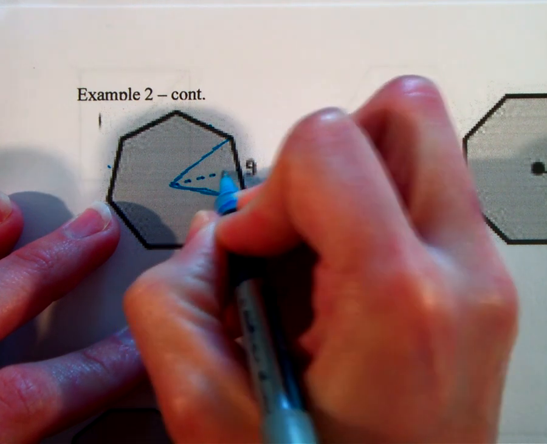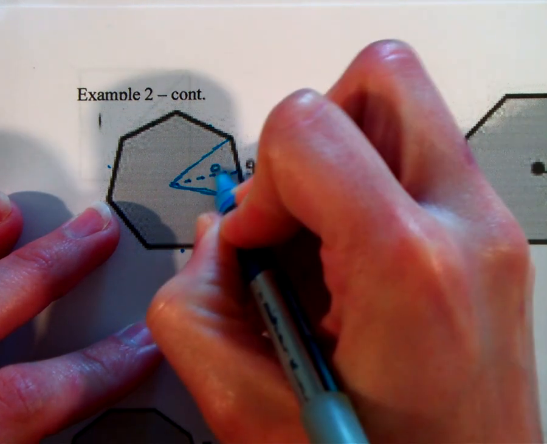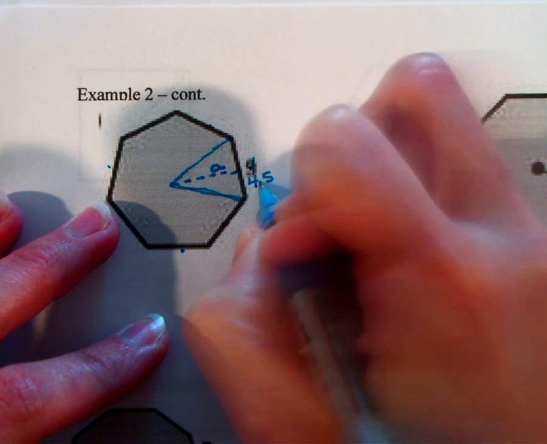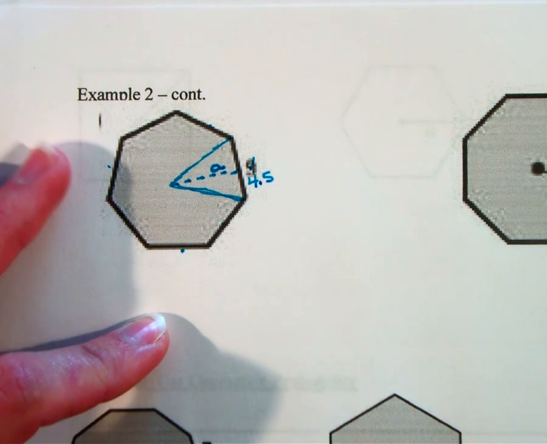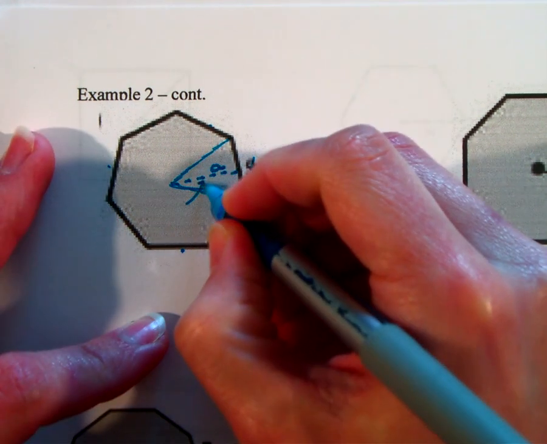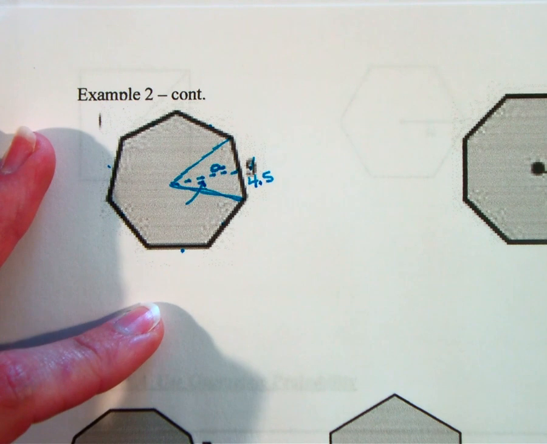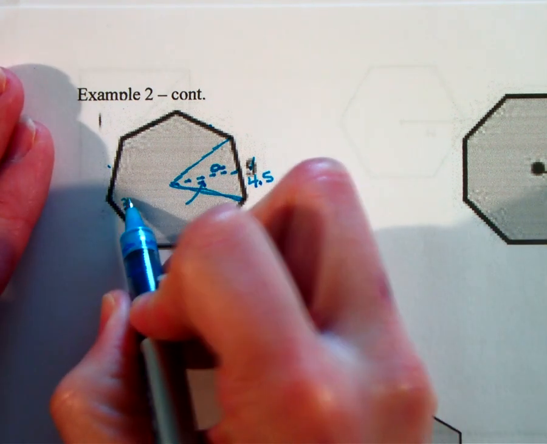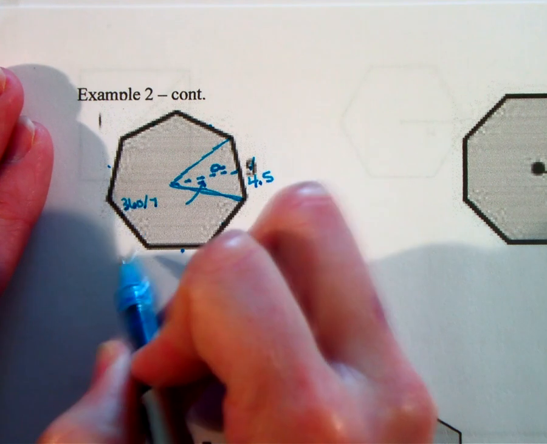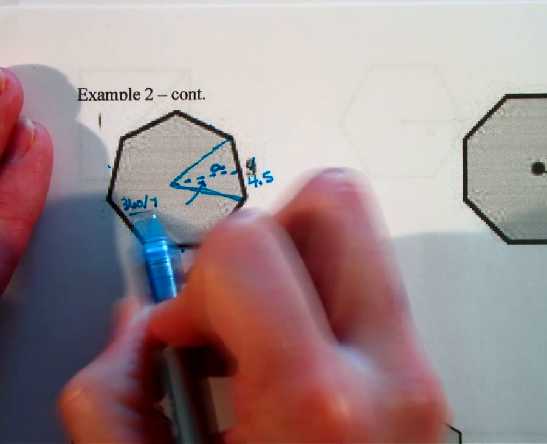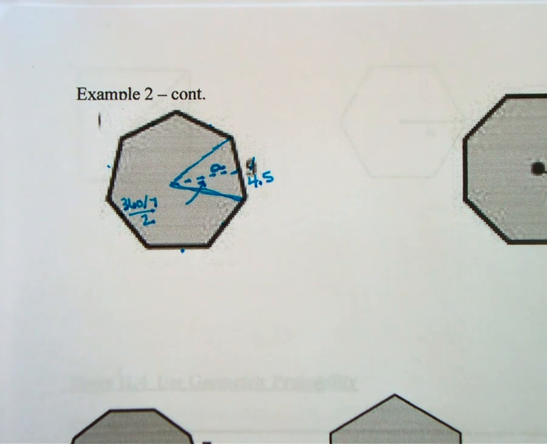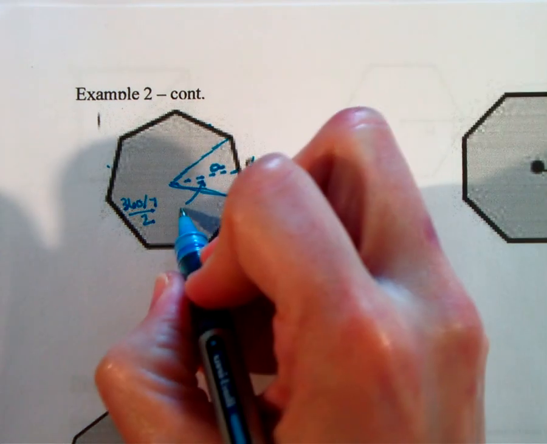Bring down your apothem. So here's my apothem. This is going to be 4.5. Okay, and then this angle measure is found by doing 360 divided by 7, and then you'll take all of that and divide it by 2, which we just did. And we were using the number 25.7.